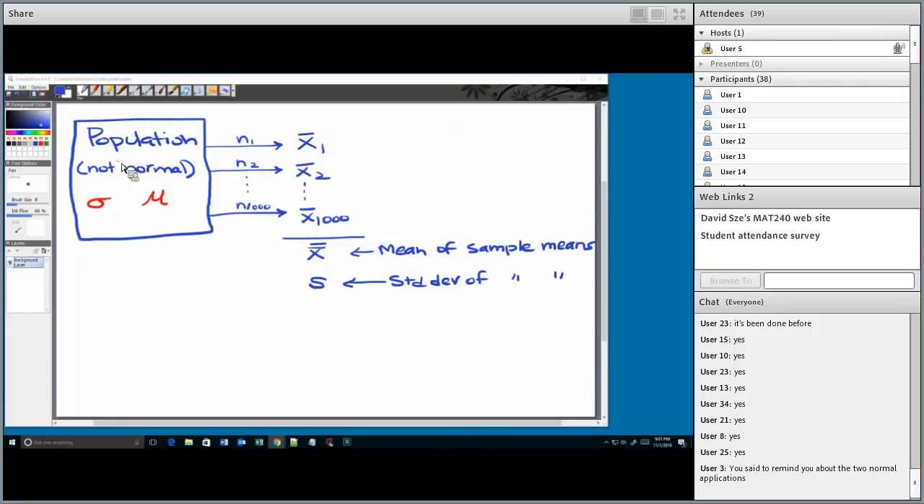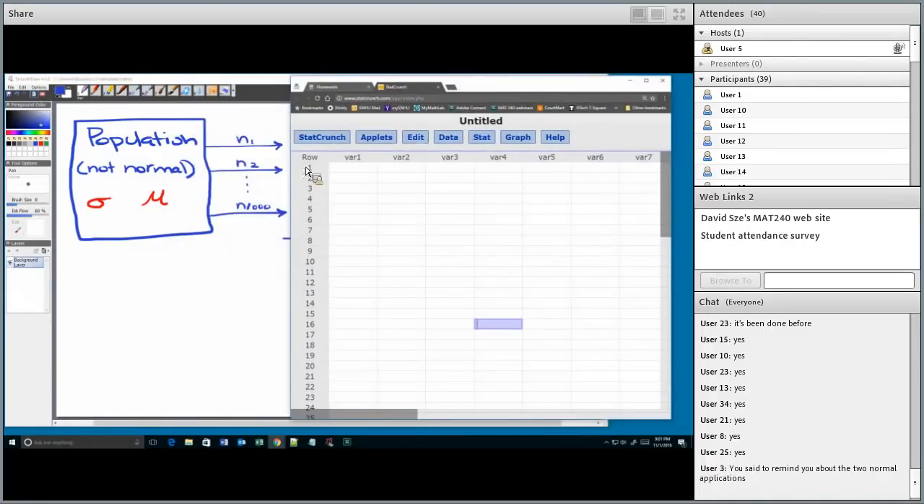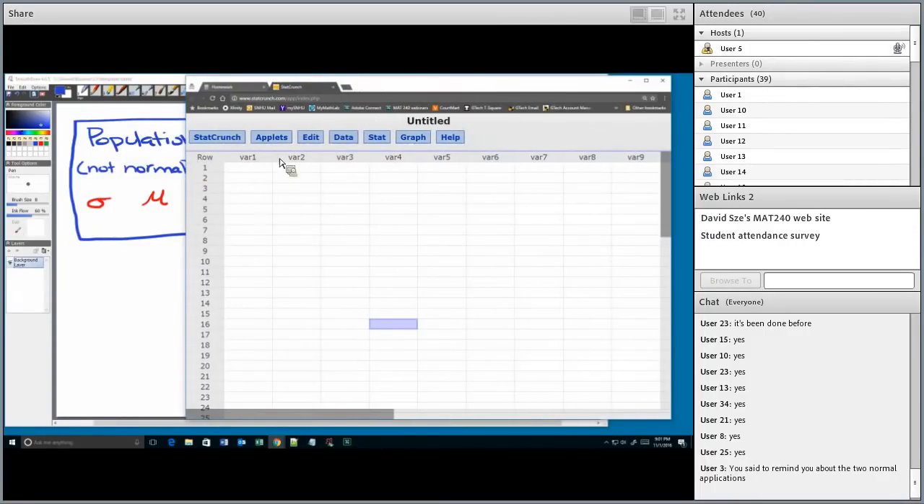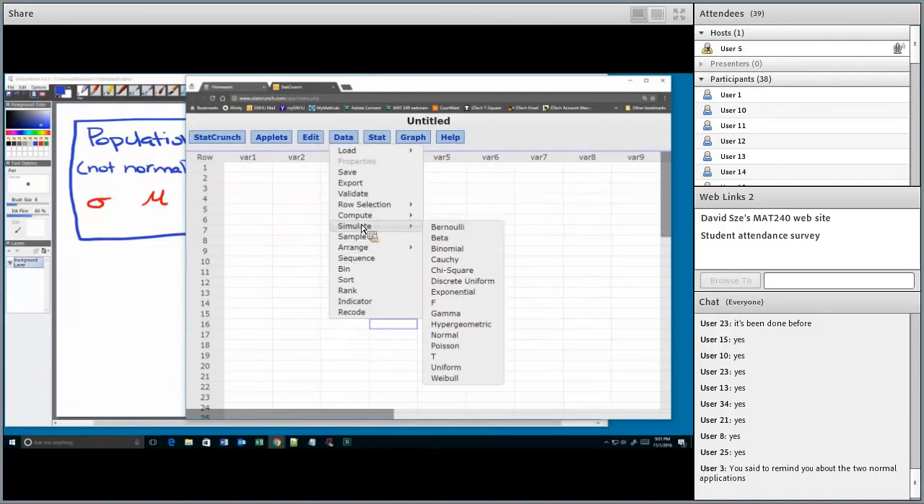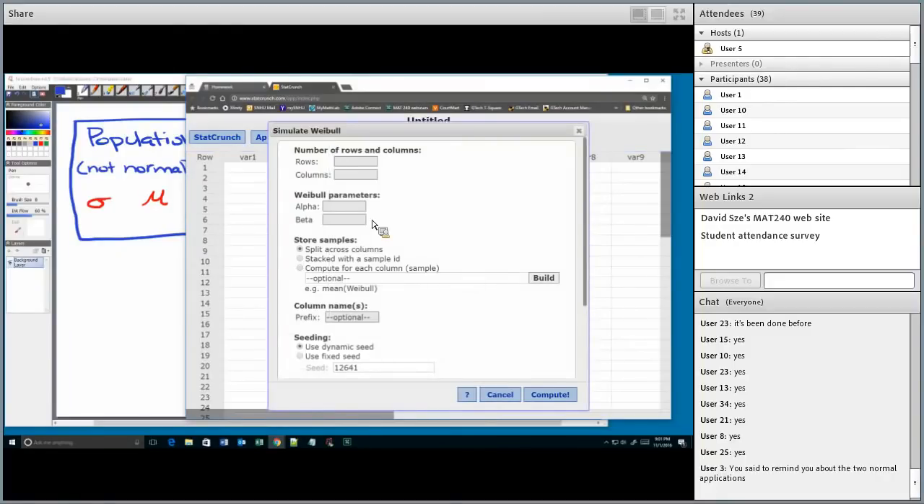So there is a population, let's say. We have some data of a population, and let's say that that population is not normal. Okay, so it's not normal, and it has a mean and some standard deviation. To prove to you that I have this population, I'm going to create one. You don't have to do this, just follow what I'm doing. I'm going to go to the simulate option and then create a Weibull distribution.